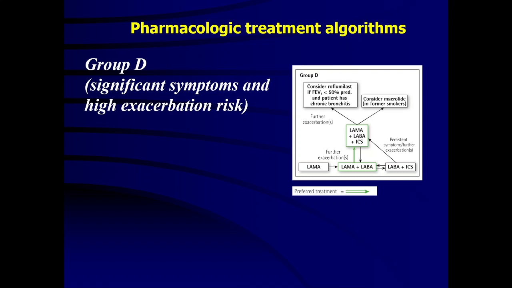Group D patients, they have significant symptoms and high risk of exacerbations. Usually we start with long-acting antimuscarinic and long-acting beta-2 agonist. If there are still exacerbations, we add inhaled corticosteroids. If they are still having exacerbations, we can add roflumilast, which is a phosphodiesterase 4 inhibitor, if their FEV1 is less than 50% of predicted, and the patient has chronic bronchitis rather than emphysema. Also, we can consider macrolides. We use them for their anti-inflammatory effect rather than for antibacterial effect. And we have to monitor them for side effects, especially deafness in these elderly people.